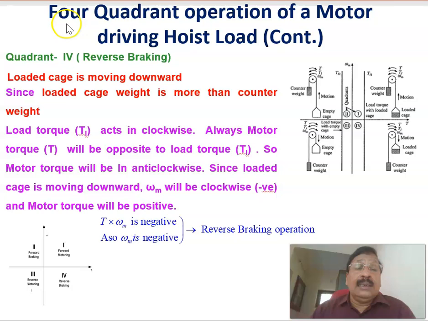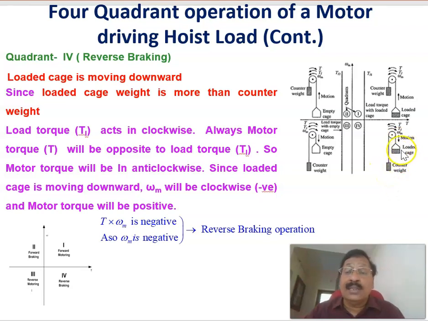Now let us see the last quadrant of operation, the fourth quadrant of operation, that's also called reverse braking. In that case, the loaded cage is moving from the upper level to the lower level. Since the loaded cage weight is more than the counterweight as per our assumption, in the fourth quadrant of operation the loaded cage is moving from the upper level to the lower level.